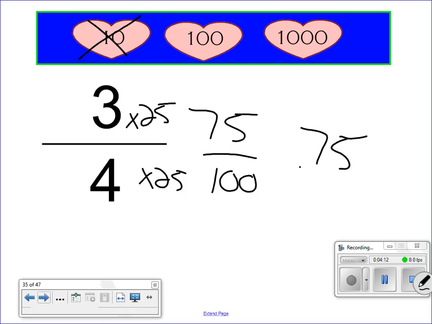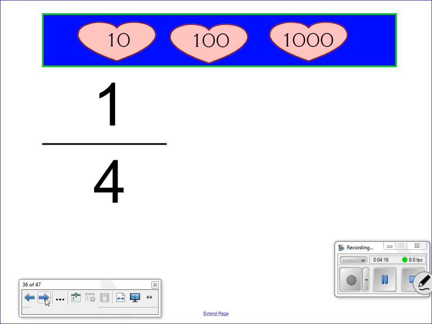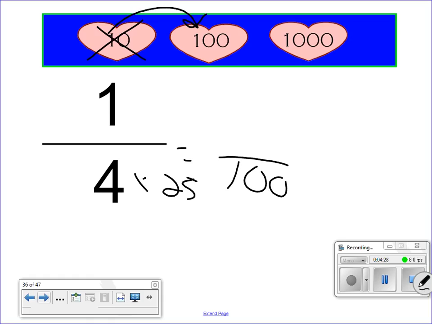There is a reason for me doing all those problems before. They got boring, they got repetitive. Well, guess what? You know how to do them. I'm almost done with my 47 slide test here, or I guess flipped lesson. 4 can't go into 10, so that gets rid of this. Next up, I have the 100. Boom, we know it can go into 100. 25 times 25. 0.25.